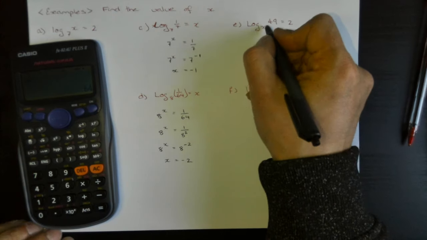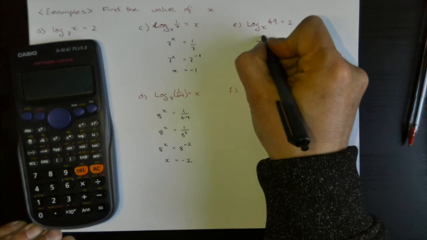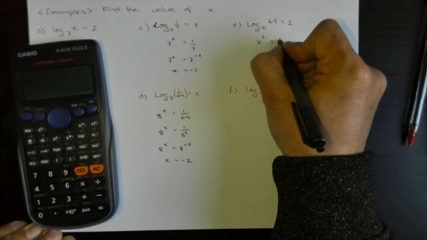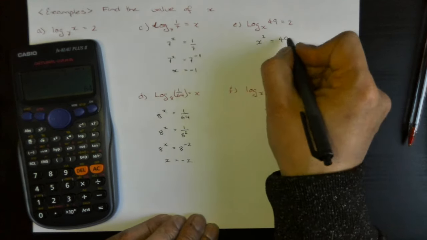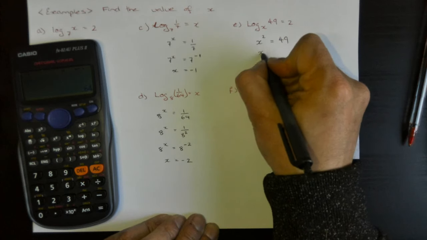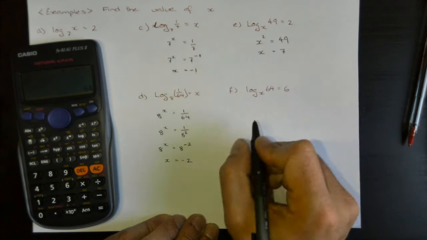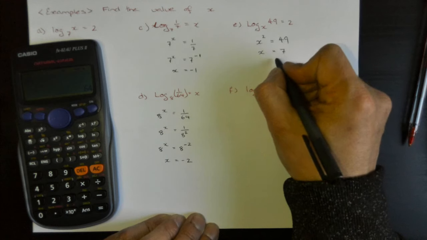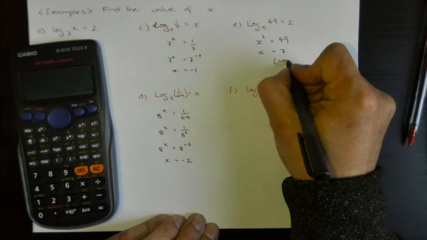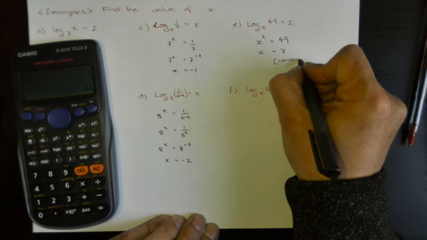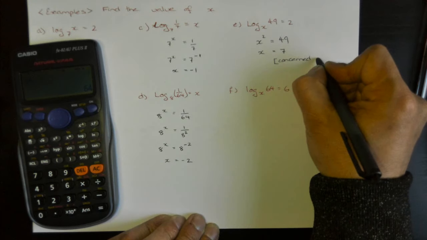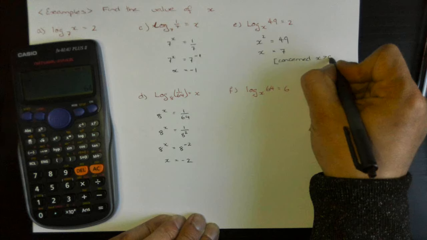E, so there's your base of x, and you square it, equals 49. If I take the square root of 49, that's going to be 7. And remember, we're only concerned when the base is greater than 0.